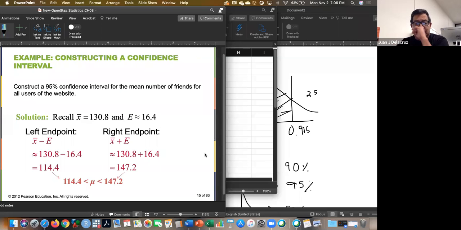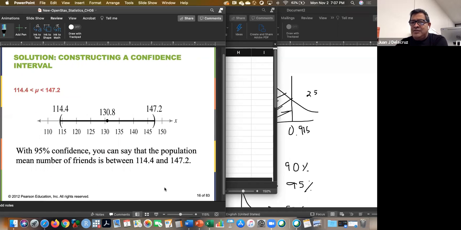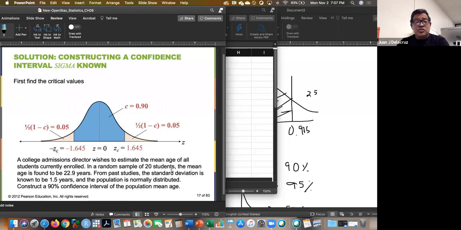So we went through this. We found the confidence interval, and we made the statement. Make sure that those statements are accurate, because that is very important. That's how you report your values. You just report that with 95% confidence, you can say that the population mean number of friends is between 114 and 147. So once again, what is the true value? I don't know, but I can tell you I'm 95% confident that mu can be anywhere in this confidence interval.